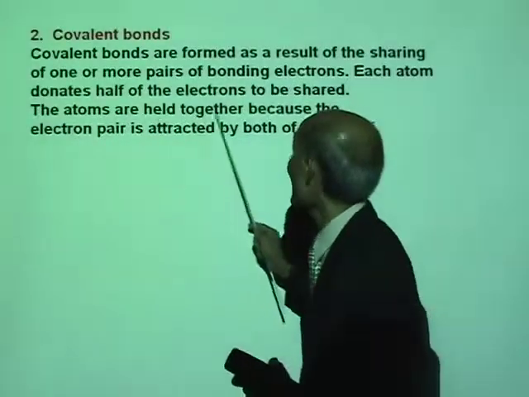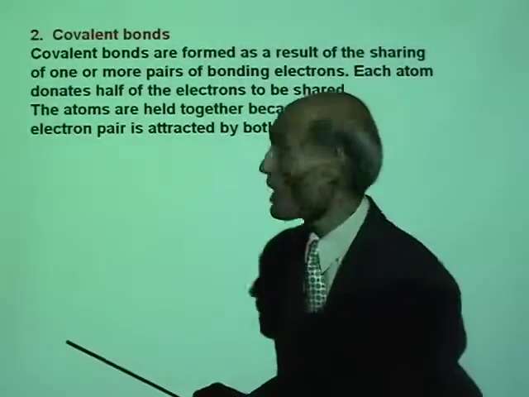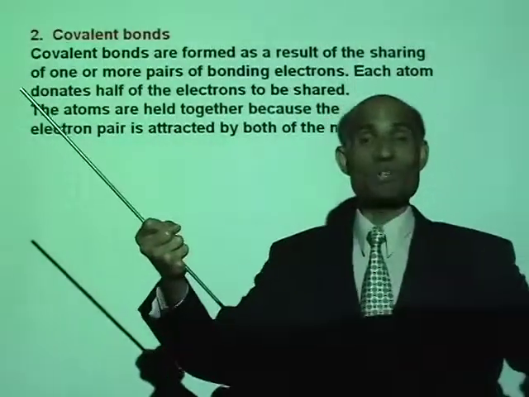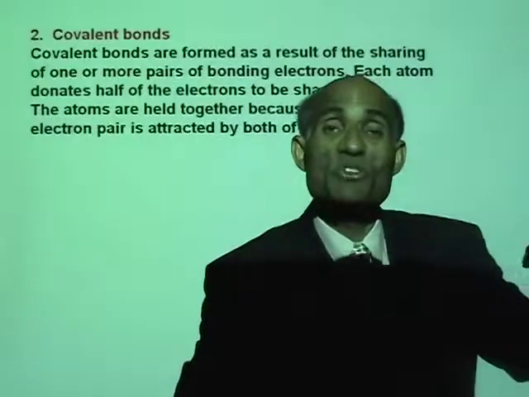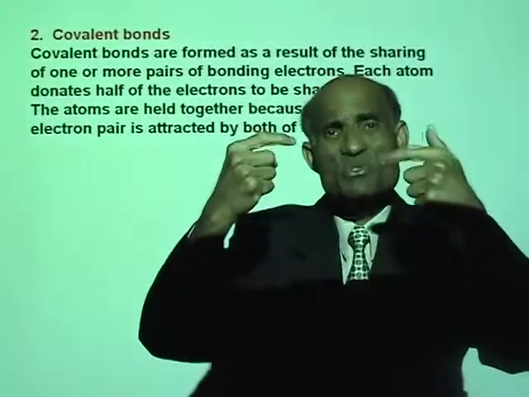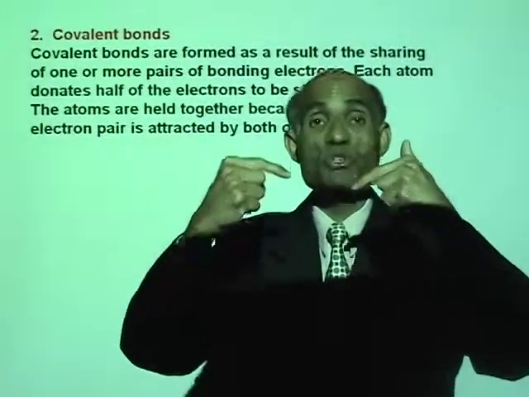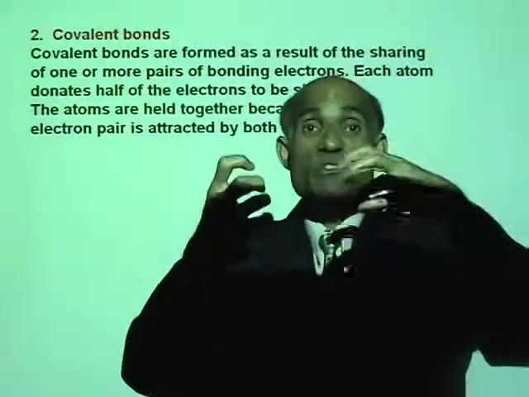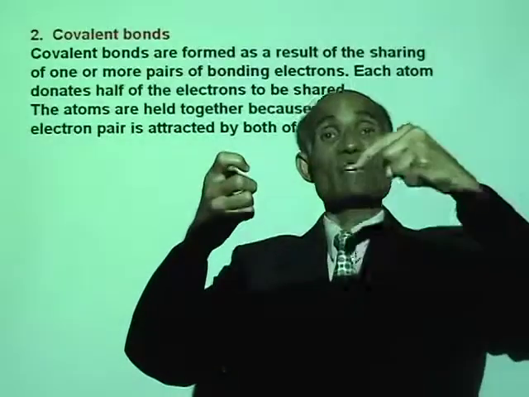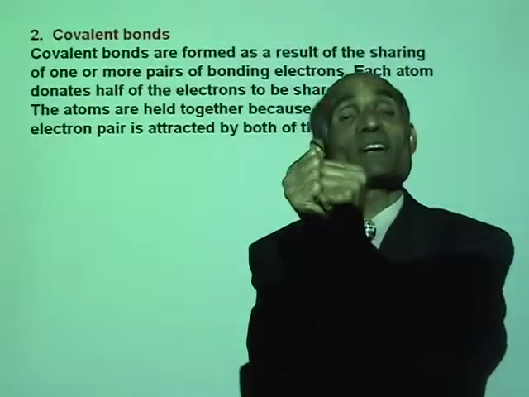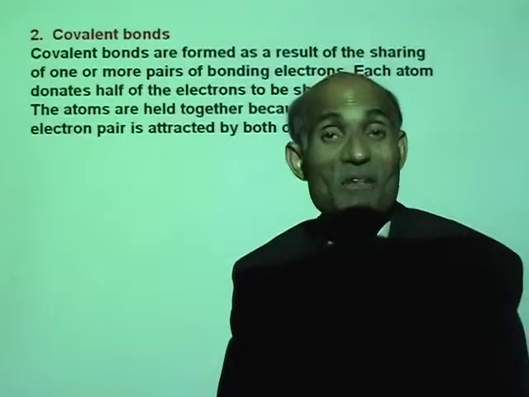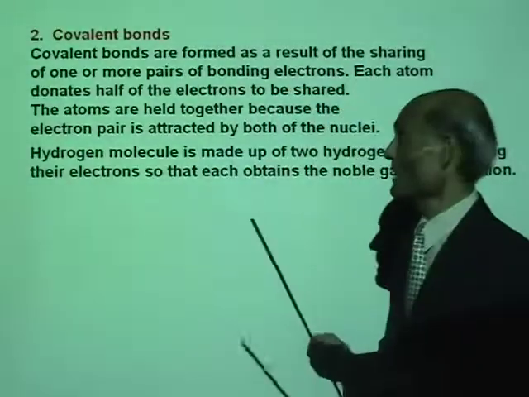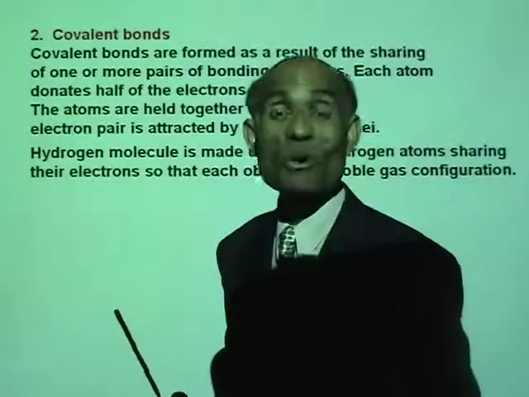The atoms are held together because the electron pair is attracted by both of the nuclei. You see, when two atoms decide to share one or two pairs of electrons, each atom has an interest in that pair that is shared, so they stay together to form a compound. Another beautiful way in nature how compounds are formed.